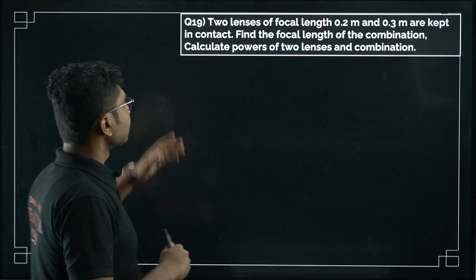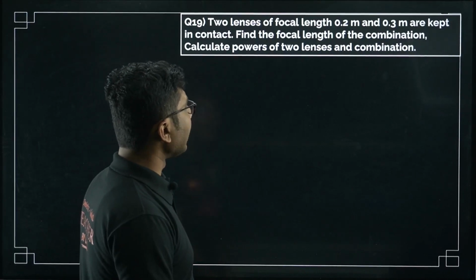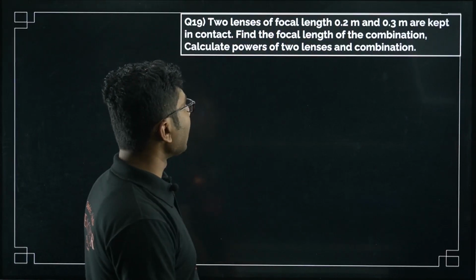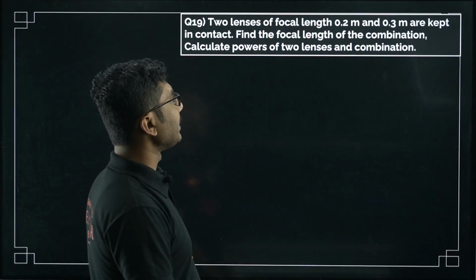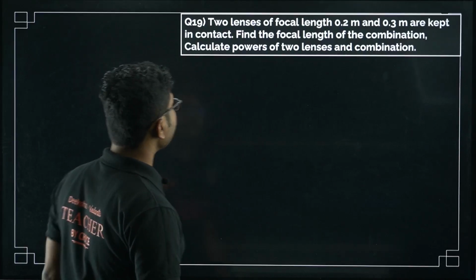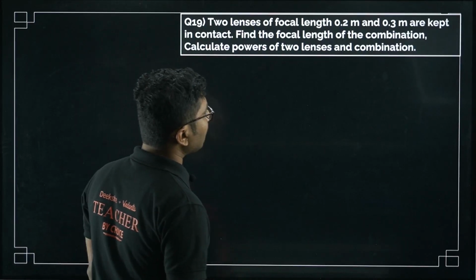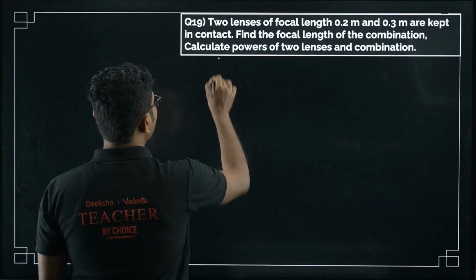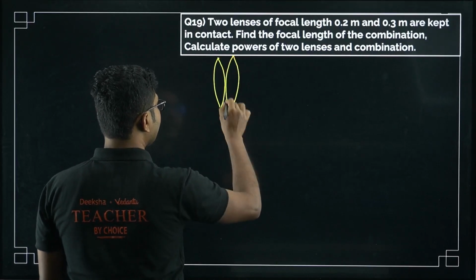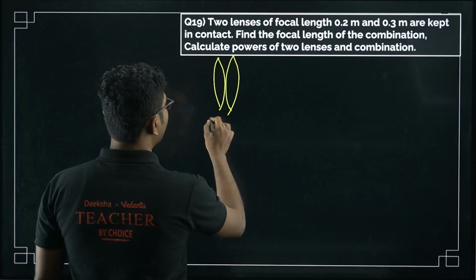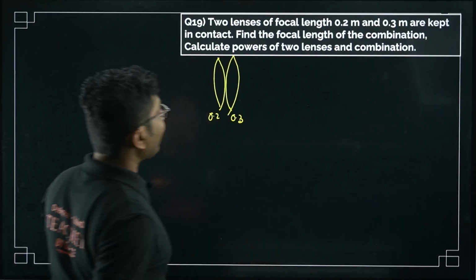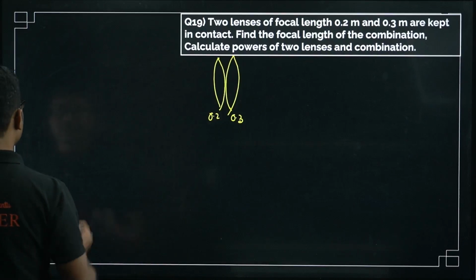Okay, 2 lenses of focal length. So for example, this is a very simple question. 2 lenses of focal length 0.2 meter and 0.3 meter are kept in contact. Find the focal length of the combination. Calculate the powers of the 2 lenses and the combination. So we have 2 lenses in contact in combination. One has focal length 0.2, another is 0.3. Okay, find the focal length of the combination. What is the focal length of the combination?